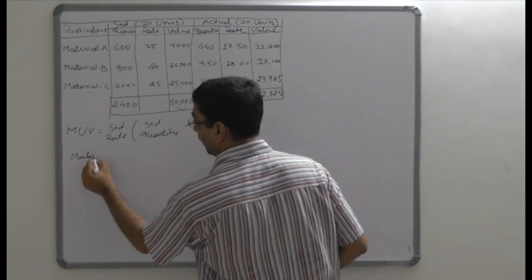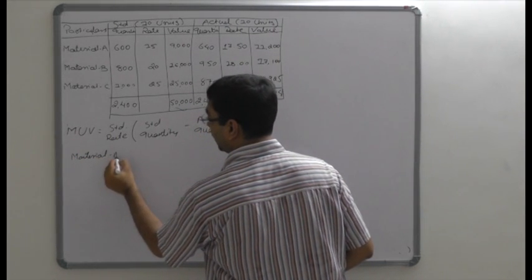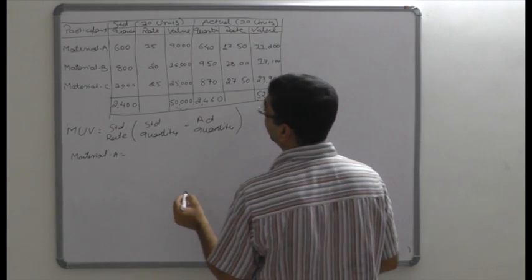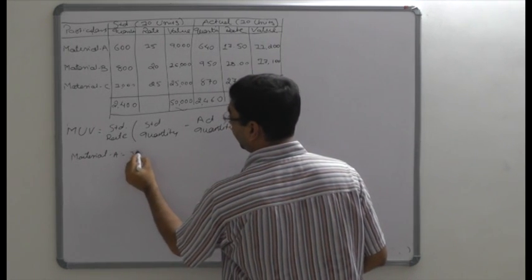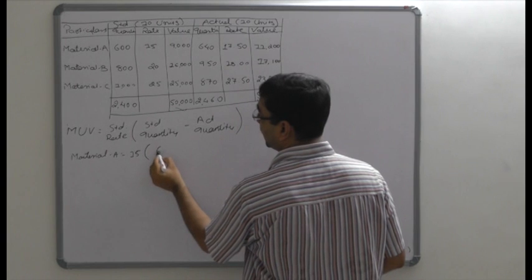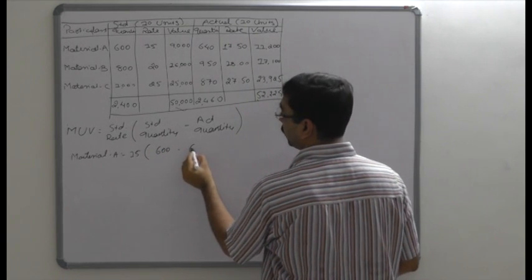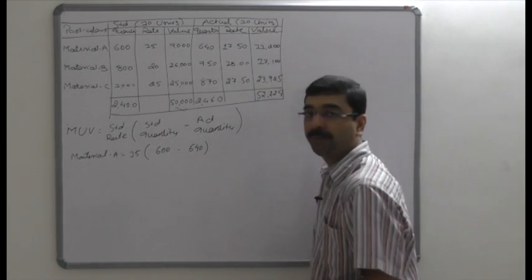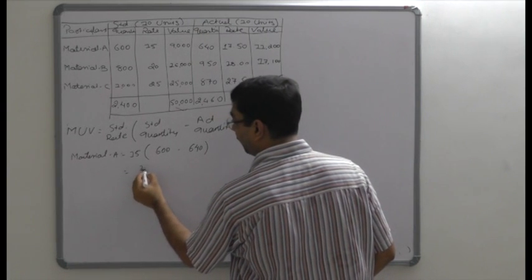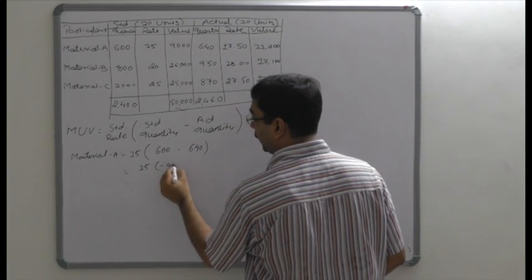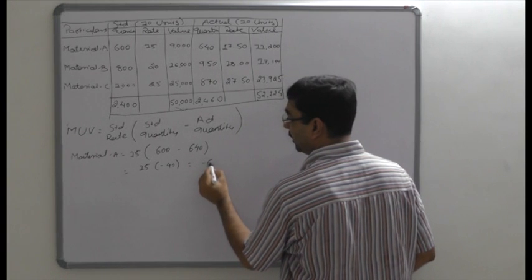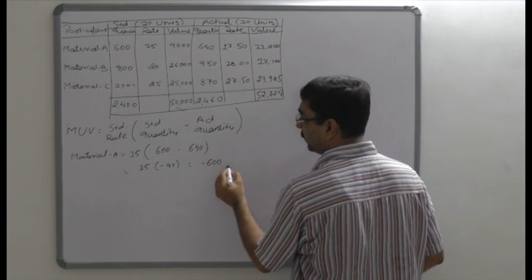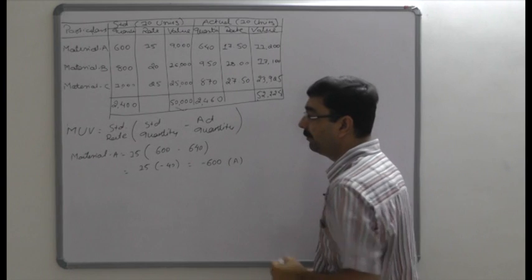We need to calculate all materials one by one. So first is material A. Standard rate for material A is 15. Standard quantity is 600 minus actual quantity 640. So here 15 into minus 40, it comes to minus 600, and that's why this answer is adverse.